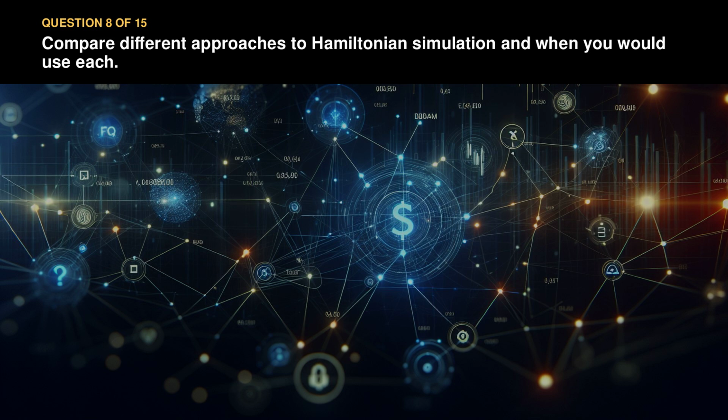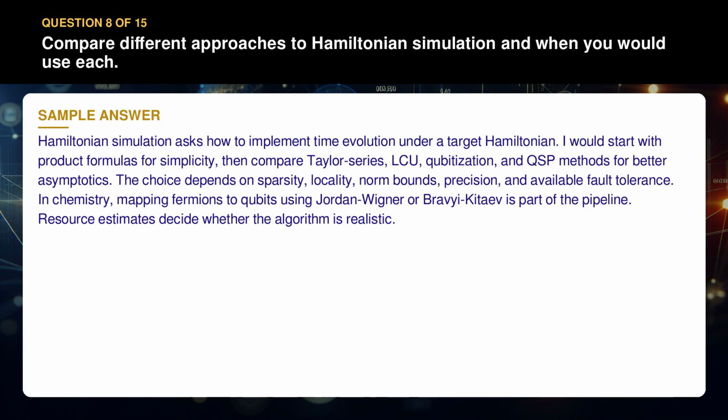Question 8. Compare different approaches to Hamiltonian simulation and when you would use each. Hamiltonian simulation asks how to implement time evolution under a target Hamiltonian. I would start with product formulas for simplicity, then compare Taylor series, LCU, qubitization, and QSP methods for better asymptotics.